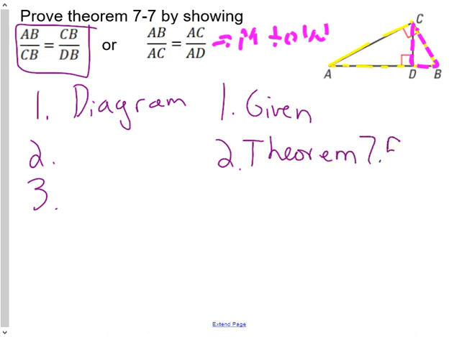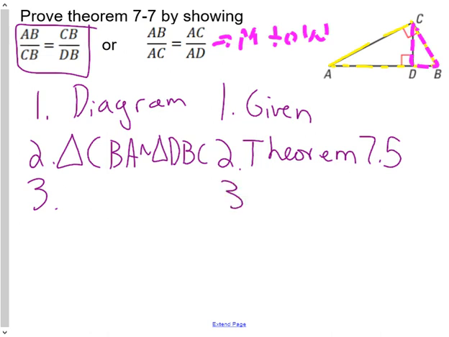And at this point, we're not too worried about those. So triangle, C was our right angle, so triangle CBA. So we can use the right angle triangle and triangle DBC. So repeat, triangle CBA is similar to triangle DBC, given from theorem 7.5, and your definition of similar triangles or similar polygons, however you want to say it, says our sides are proportional, and AB to CB equals CB to DB.